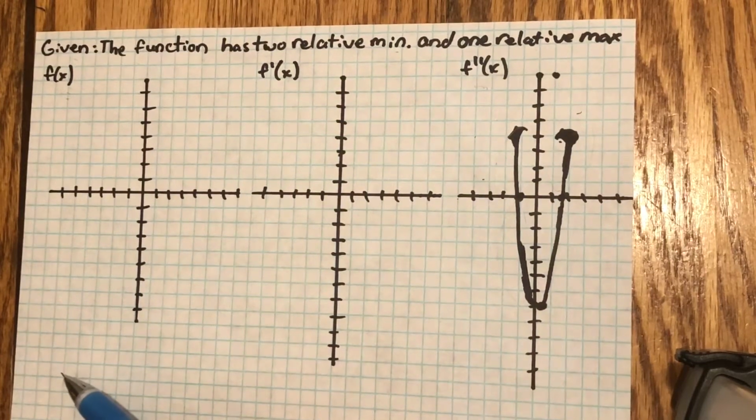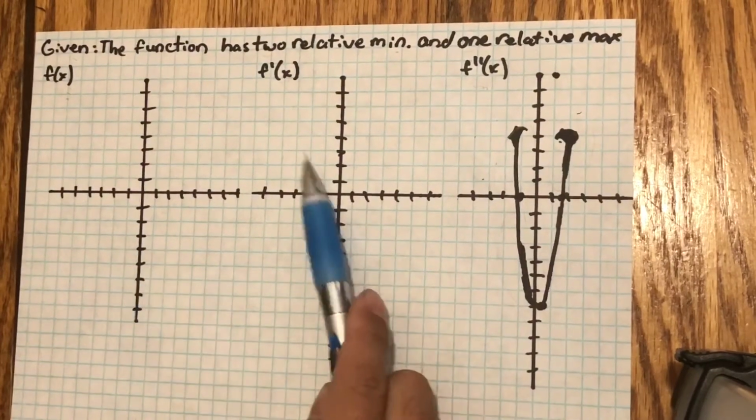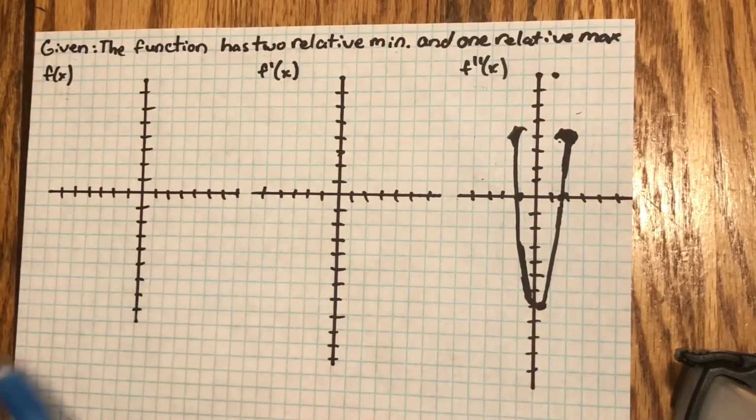So in number 12, we are given the graph of f double prime of x, and we are asked to find f prime of x and f of x. So let's look at the information given to us.